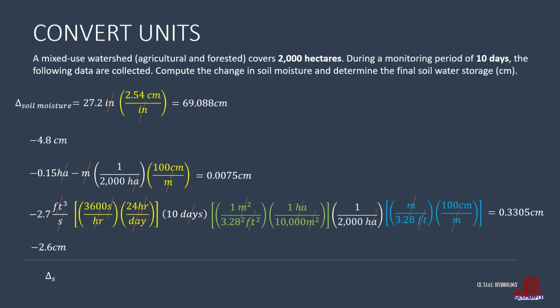So, the change in soil moisture is 69.088 cm less 4.8, 0.0075, 0.3305, and 2.6 centimeters, which results to 61.35 cm.